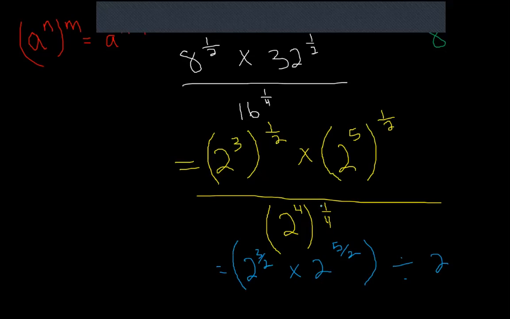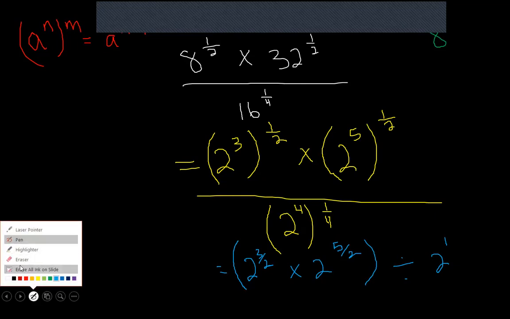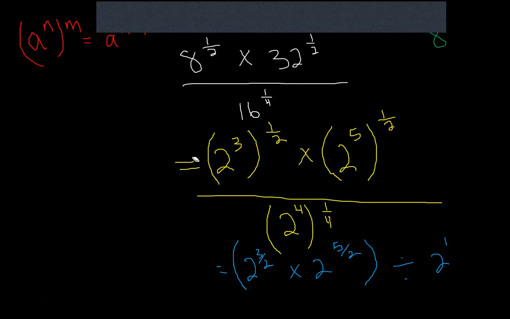4 multiplied by a quarter is going to give me 1. So that's 2 to the power of 1. That's just me applying this rule, right? So now I'm going to erase the yellow part because I have no space.